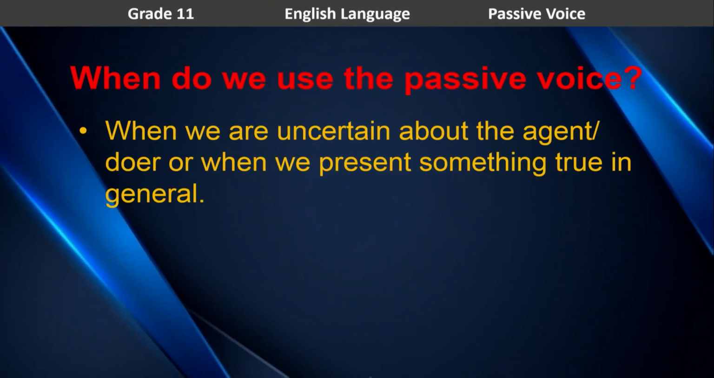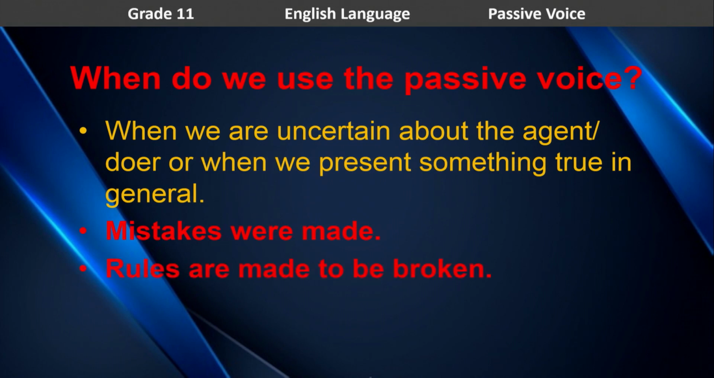And sometimes when we present something which is true in general, we use the passive voice. And sometimes when the doer or the agent is uncertain, when we are not sure, we use passive voice sentences. So, passive voice sentences are used when we talk about something true in general, and when we are uncertain about the agent or the doer. Better look at this example. Mistakes were made.